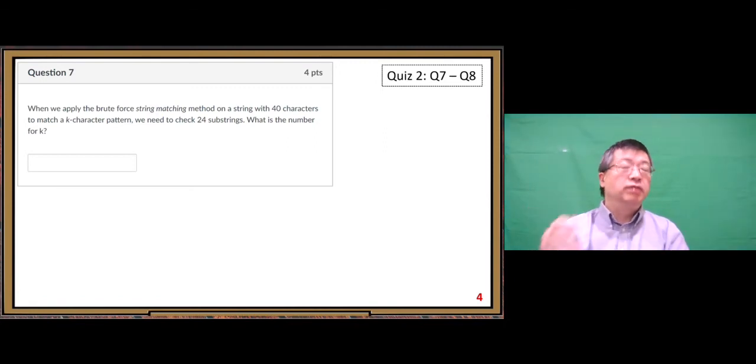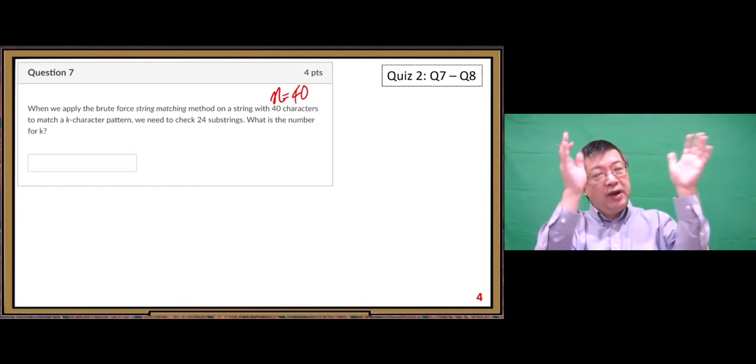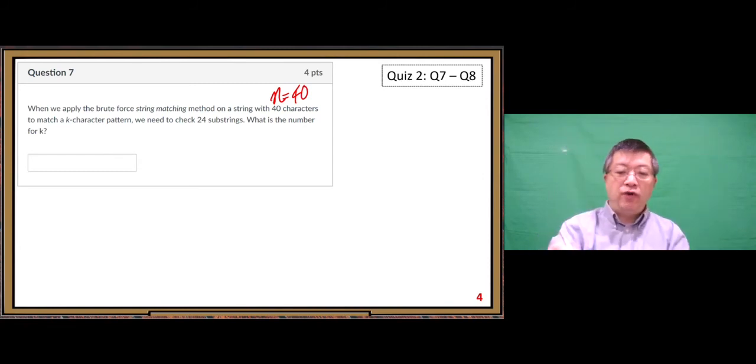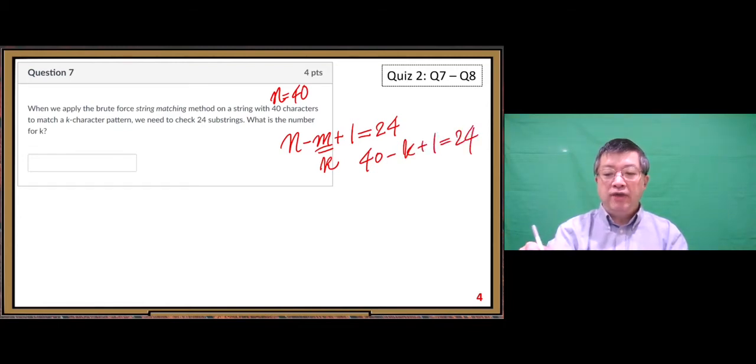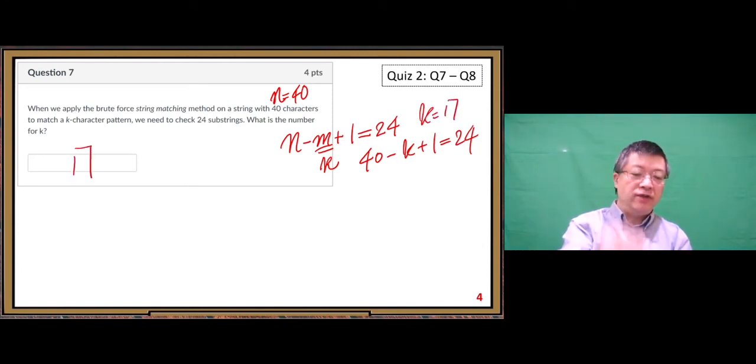All right. To solve it, very easy, right? N equals 40 in our formula. So the length of the text is 40. Our formula n minus m plus 1 equals 24. Although here we use k, but the same. 40 minus k plus 1 equals 24. So you solve it for k equals 17. So that's the answer, 17.